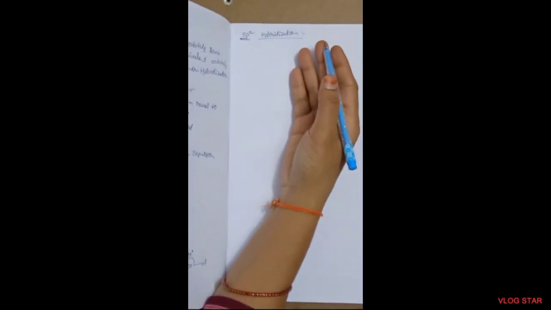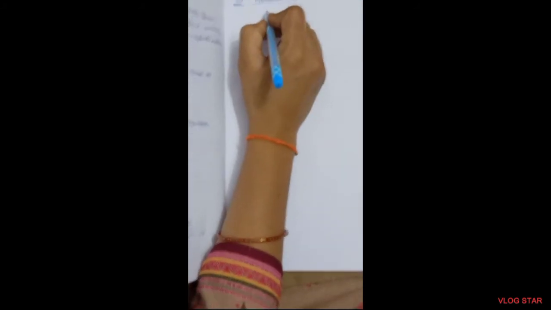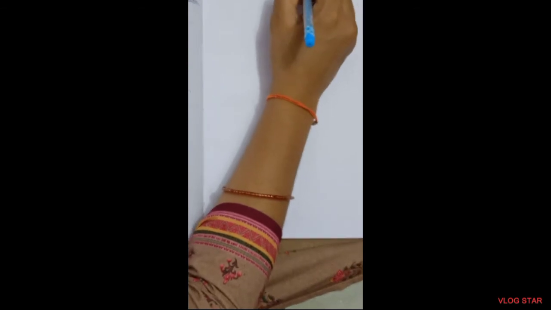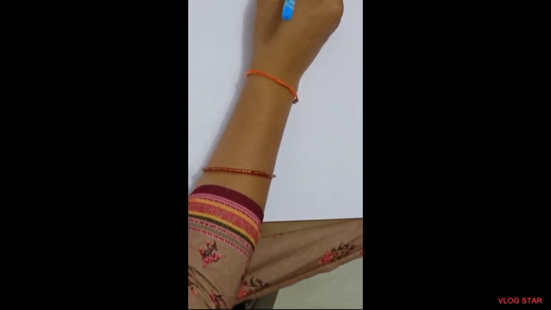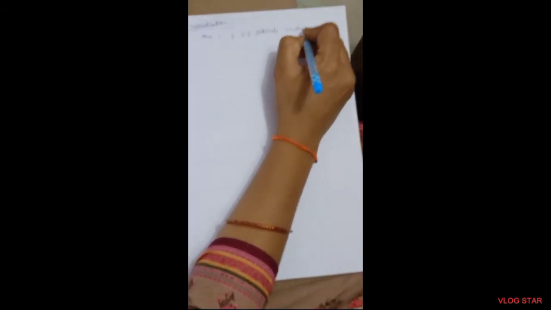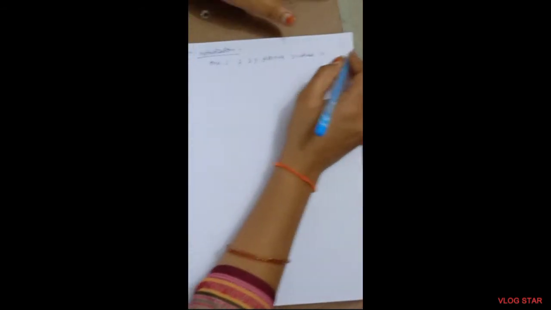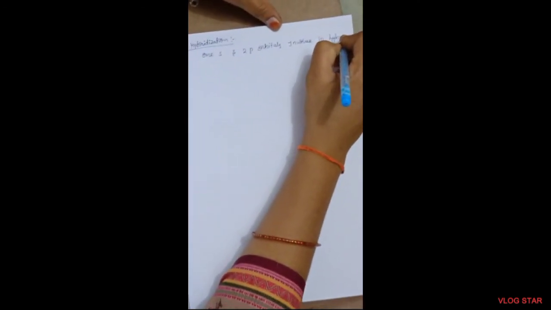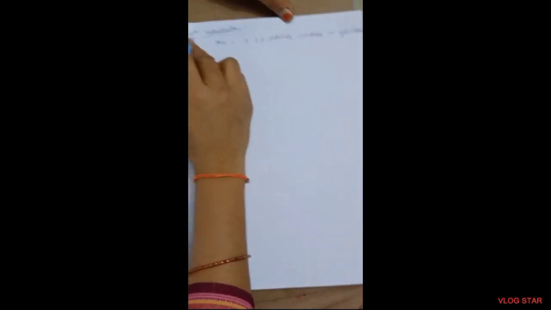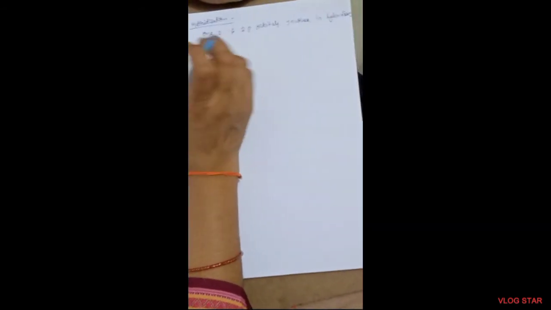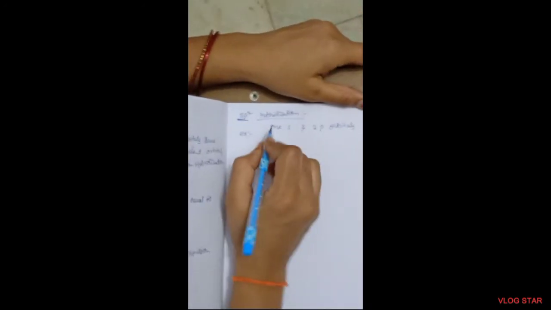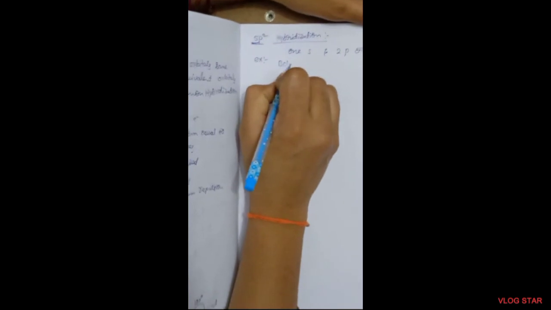sp2 hybridization. In this sp2 hybridization, one s orbital and two p orbitals are involved in the hybridization. An example for this sp2 hybridization is BCl3.